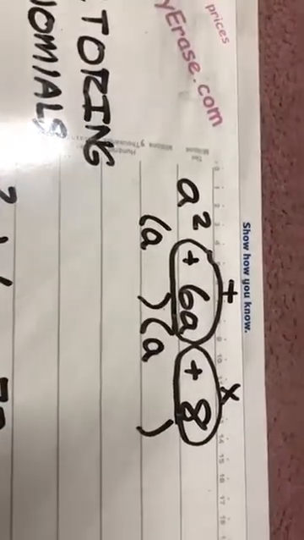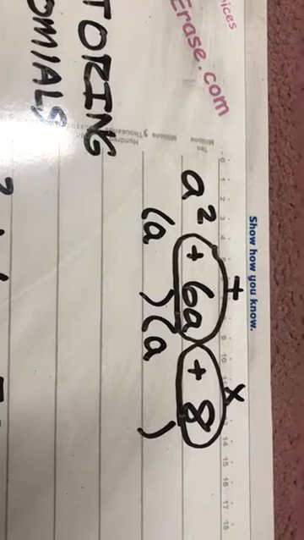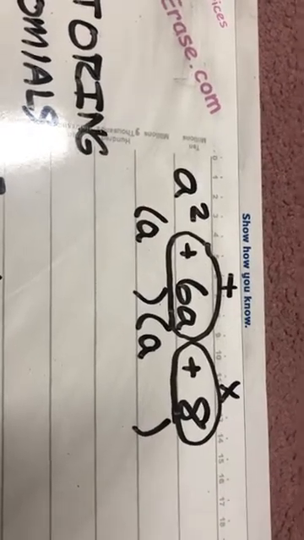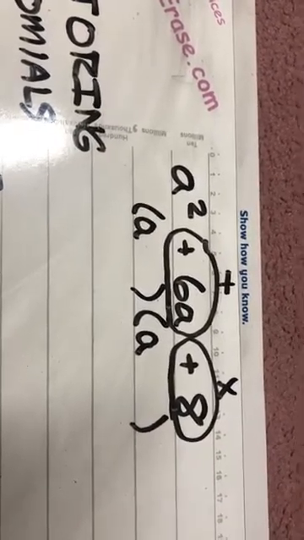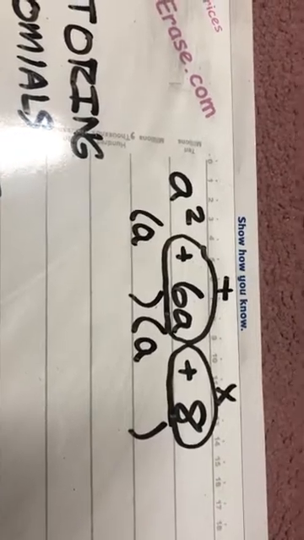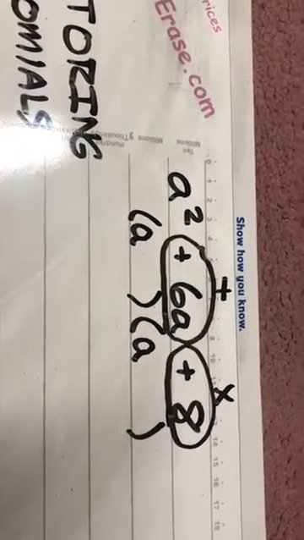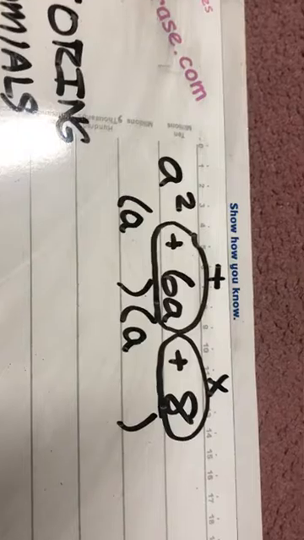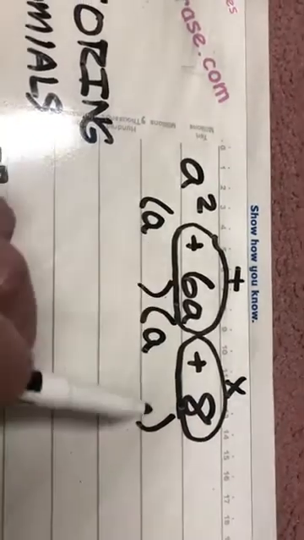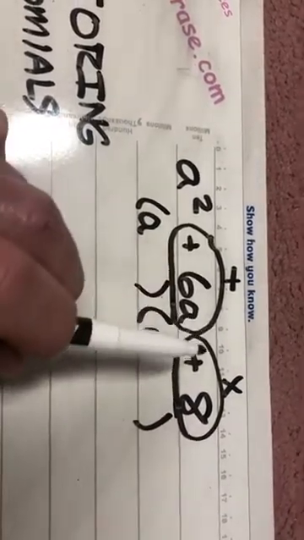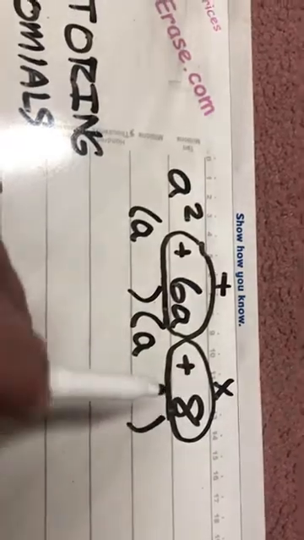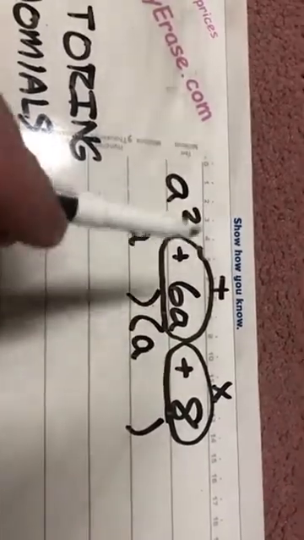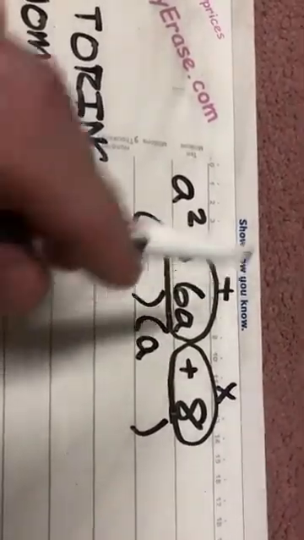So, I'm thinking, okay, what are the multiplication problems that equal 8? Well, 8 times 1 and 4 times 2. Those are the two that come to mind. Well, 8 plus 1 equals 9. So I don't think I want an 8 and a 1. But 4 times 2 is also 8, and 4 plus 2 equals 6.